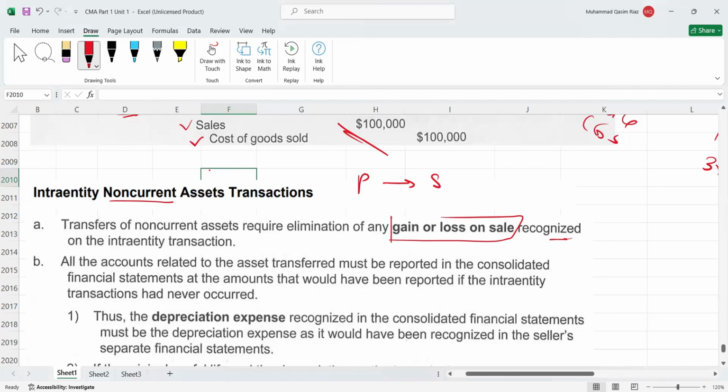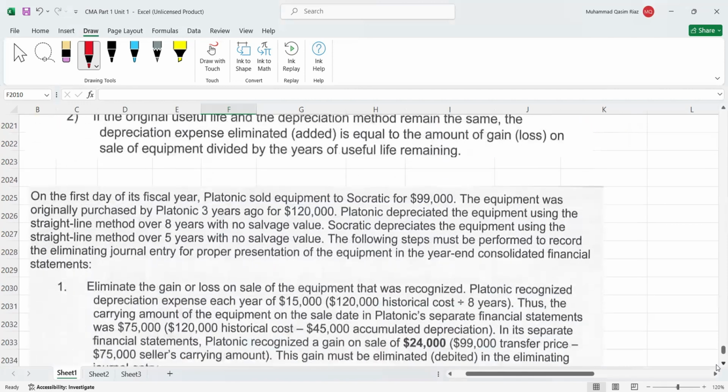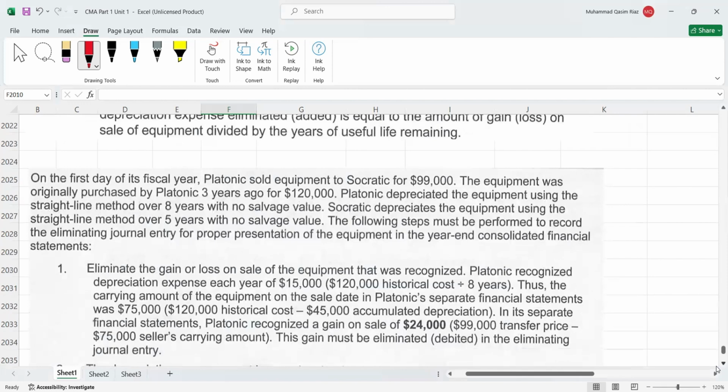Let's go through it with the help of examples, because if I explain only theoretical concepts first, you will not understand properly. So here we go. Let's start with an example, guys, and I will tell you the adjusting entries we will pass directly for the consolidated financial statements.